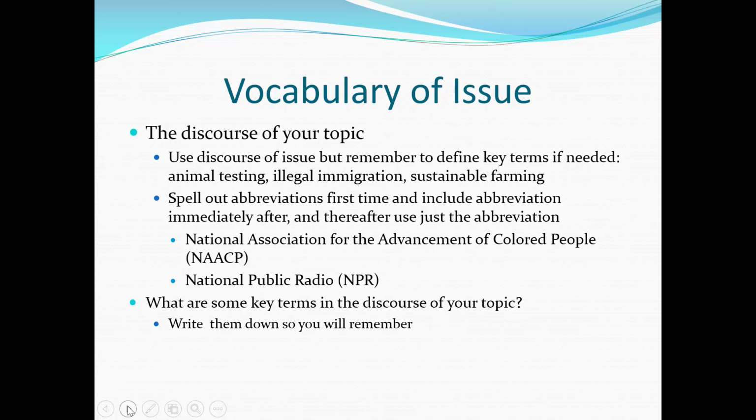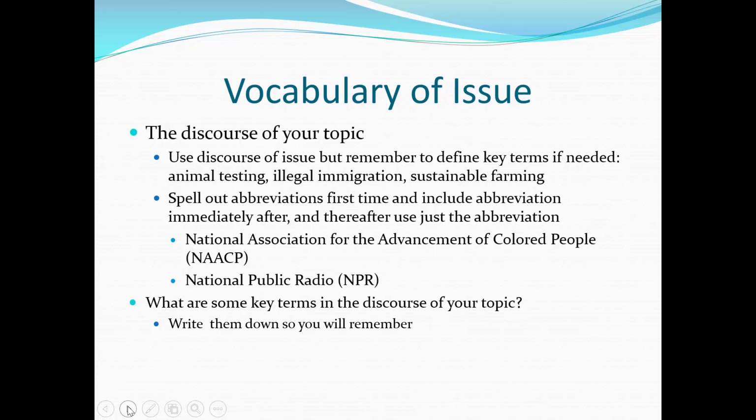We might want to define these terms when we're talking about them. And I shouldn't say we might, we do want to define these terms. And another term like sustainable farming, what do we mean by sustainable farming? Is that code for organic farming? Or does sustainable mean forever and ever? What do you mean when you use these terms?